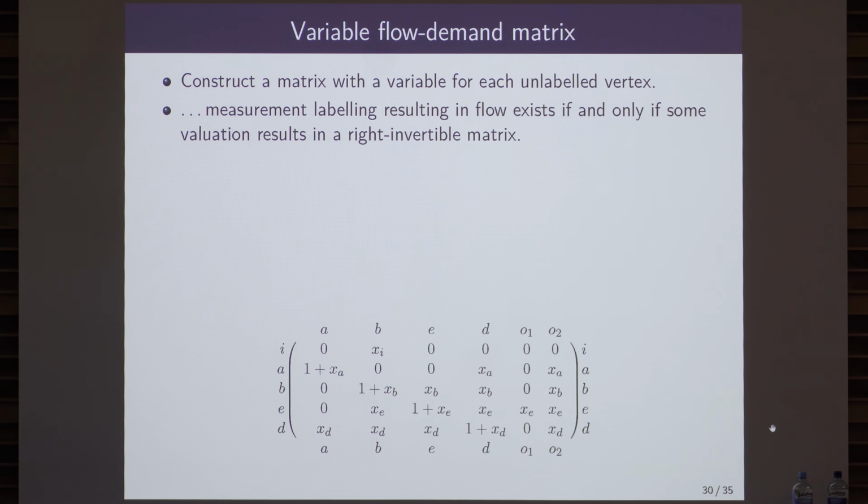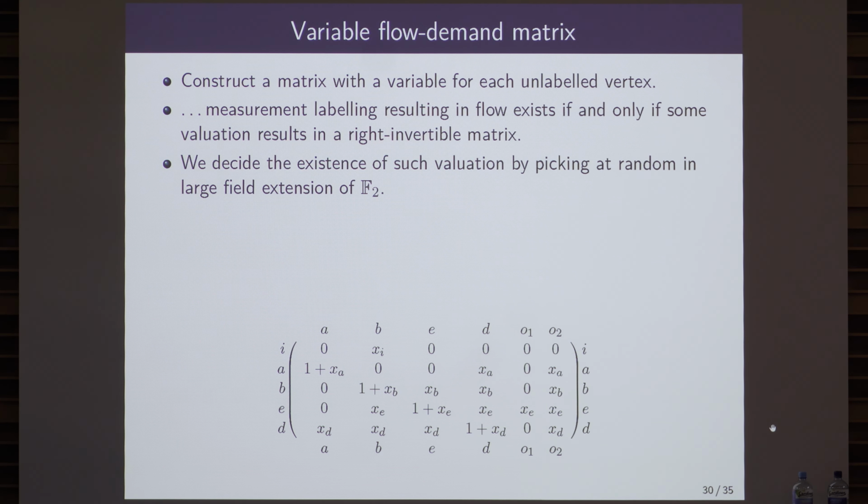And how can we solve that? Well, we now have a matrix with variables. And to answer whether this matrix ever, for some valuation, becomes right invertible is not easy. In general, it can't even be decided. But over a field F2, over which this matrix is defined, this can be done. And the idea, without, again, explaining why it works, is that we can just pick a valuation at random and test whether the matrix is right invertible. We just have to move to some field extension of F2.